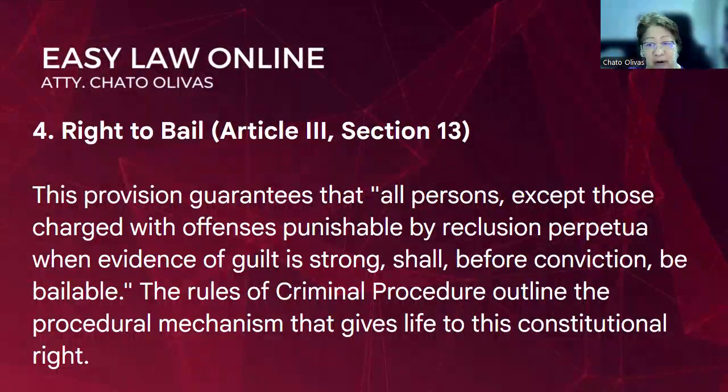And this provision guarantees that all persons, except those charged with offenses punishable by reclusion perpetua, when evidence of guilt is strong, shall before conviction be bailable. The rules of criminal procedure outline the procedural mechanism that gives life to this constitutional guarantee. And you must observe that even if an offense is punishable by reclusion perpetua, the accused will still be entitled to bail when the evidence of guilt is not strong.